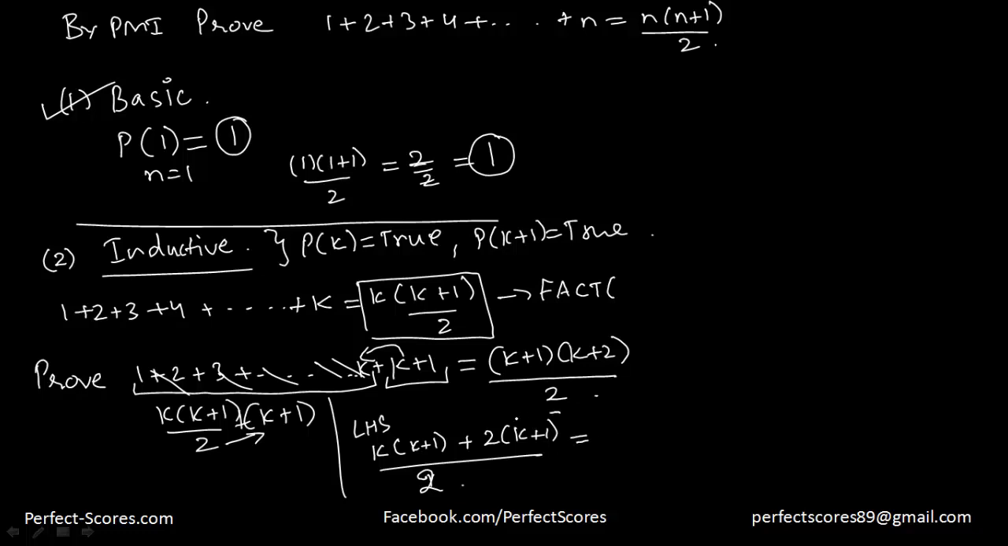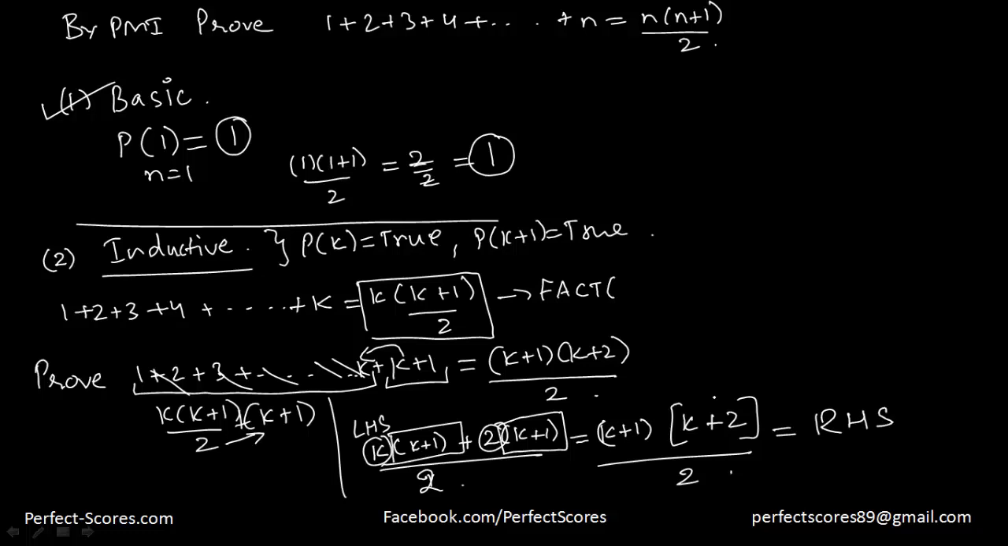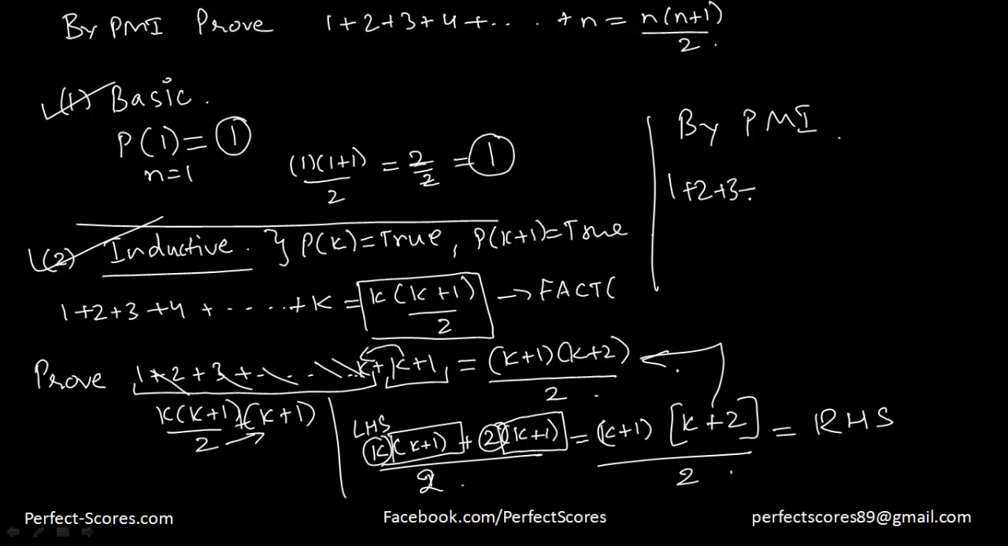So that is going to be, if I take k plus 1 and k plus 1, something common from both these terms, I'm going to have k plus 1 into this k, and this 2 is left out. That means k plus 2 divided by 2. That is something which is equal to the right hand side. So that means I've proved the inductive step as well. I've proved that if it's true for p of k, it has to be true for p of k plus 1 as well, which means I can say that by the principle of mathematical induction, 1 plus 2 plus 3 plus 4 all the way till n is going to be equal to n into n plus 1 divided by 2.